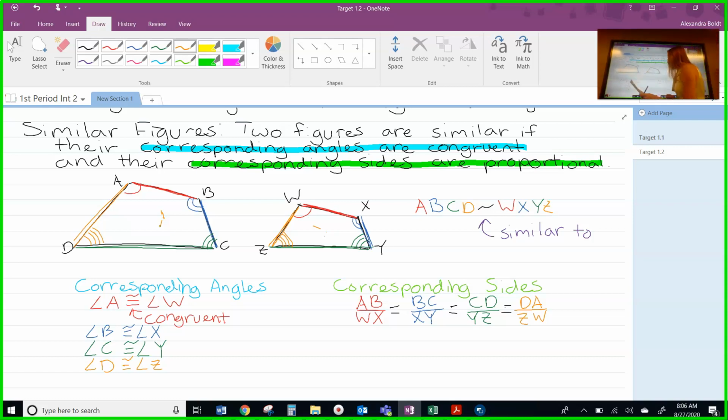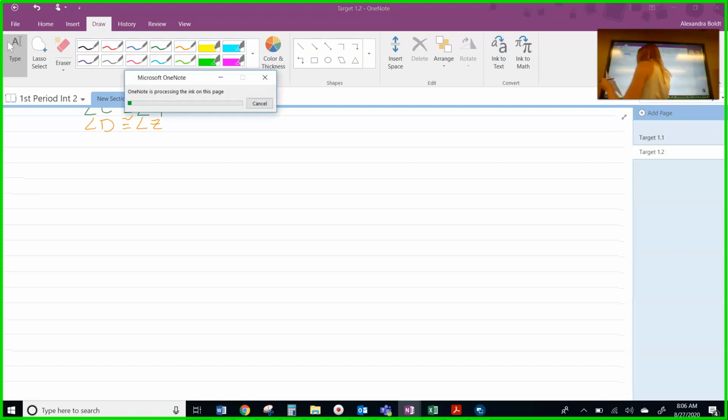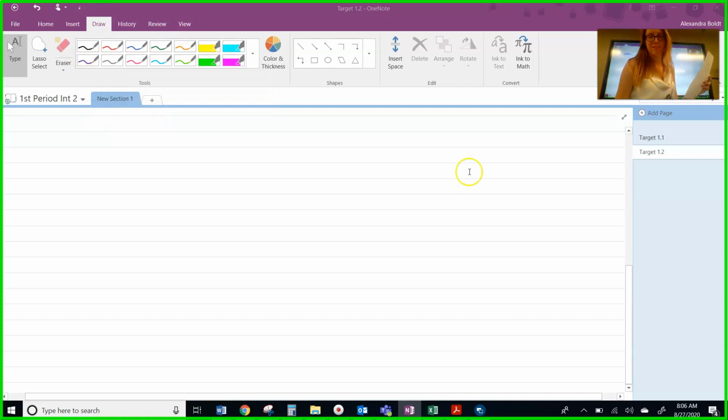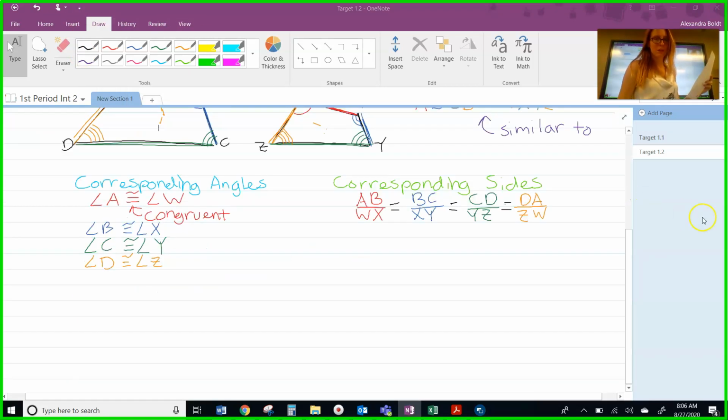All right, looking at our next example, or actually our first example, that's really just a definition there. I don't know what it's doing. What just happened? Cancel. Oh, I keep hitting something that's making it change to typing.